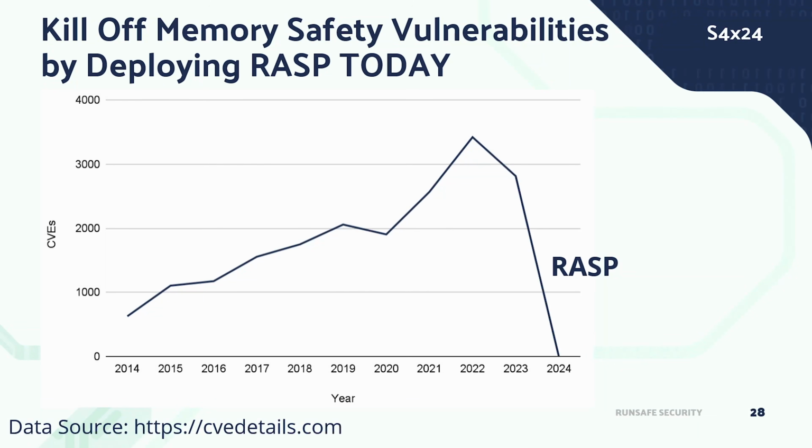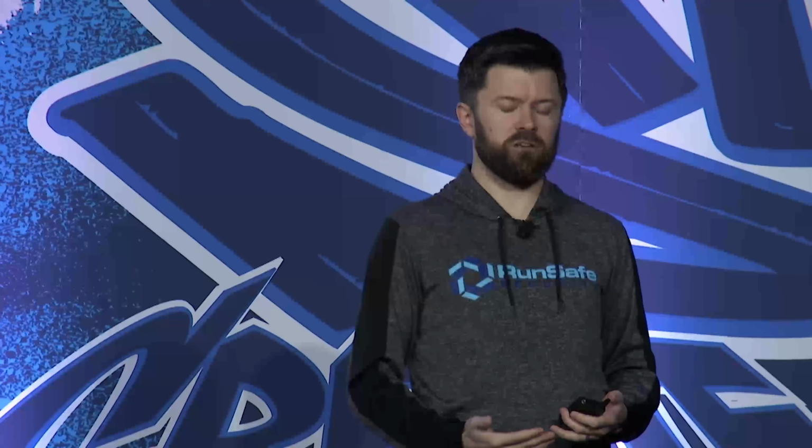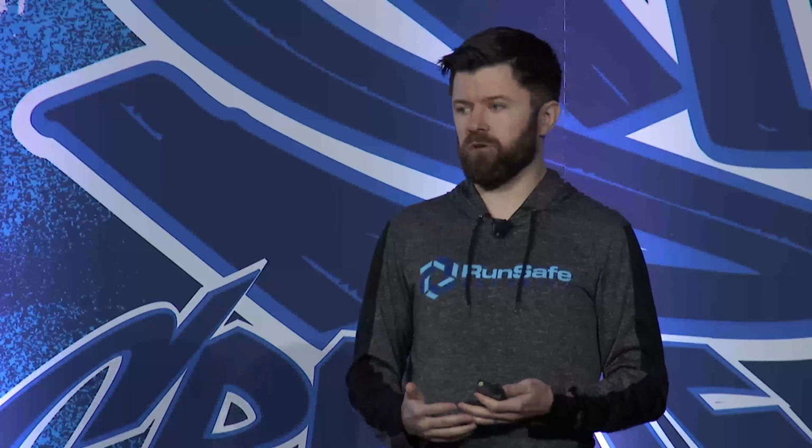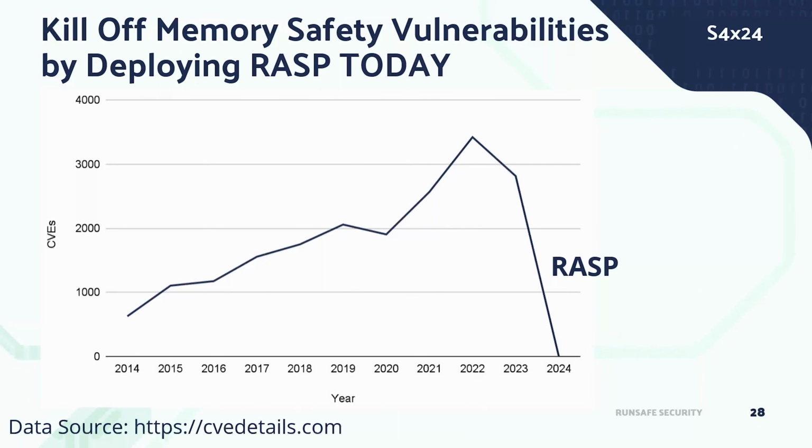So my call to action for device owners in the room is let's kill off memory safety vulnerabilities by deploying RASP today. We don't have to wait for 5 years for new hardware to come out. We don't have to work on porting our code to Rust. Although if you want to do those things, great, please do that. But we need a solution today. So let's do that. Asset owners, ask your device manufacturers why they're not deploying RASP in their devices. We really need to get this down, and killing off entire classes of vulnerabilities is really the only way I see that we're going to have a sustainable path forward.